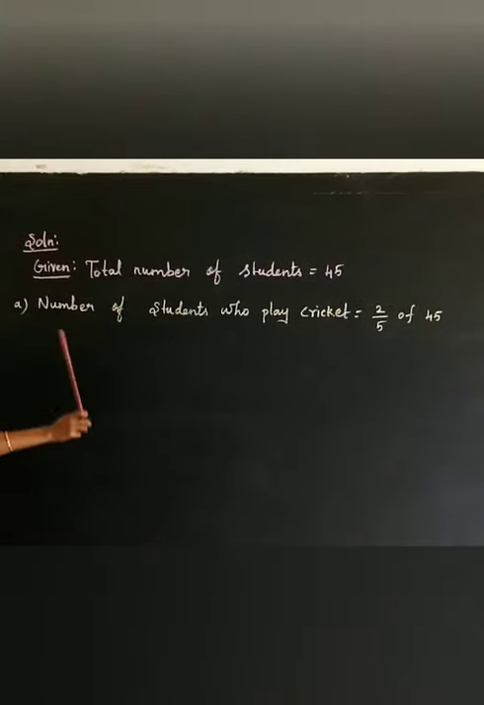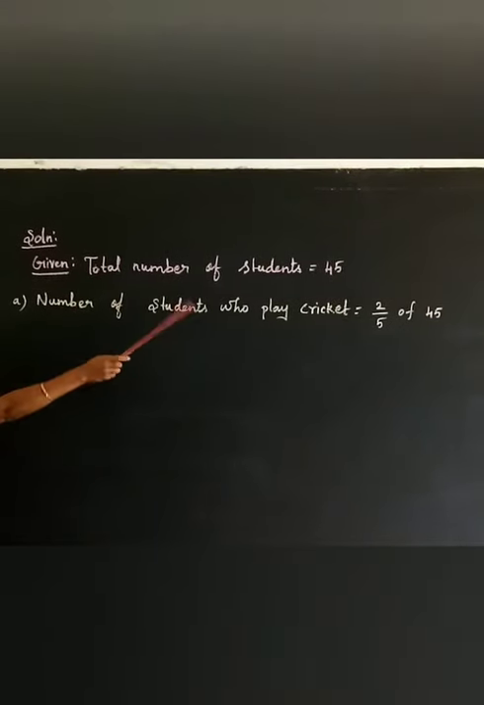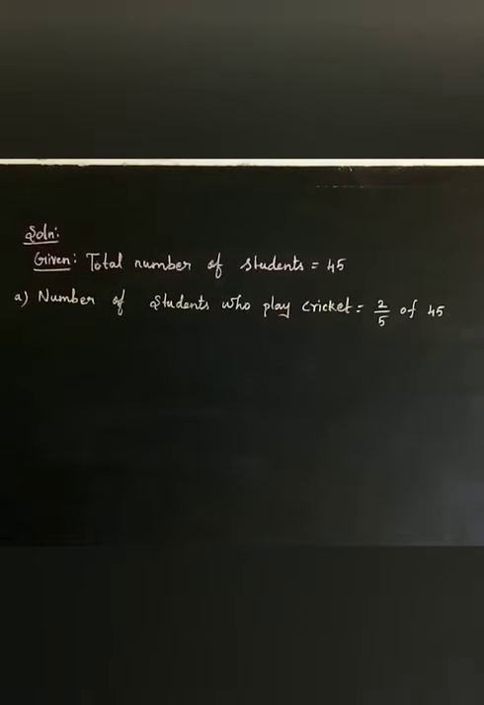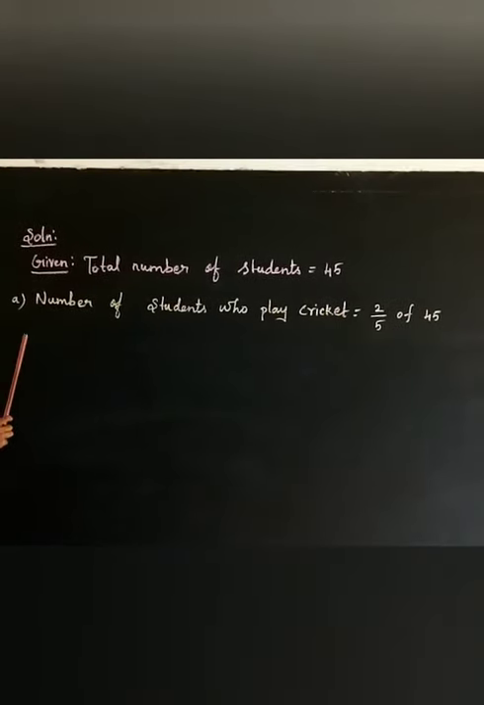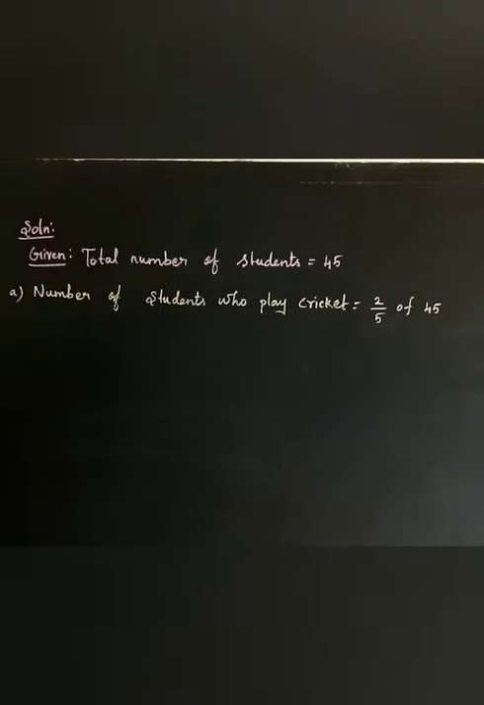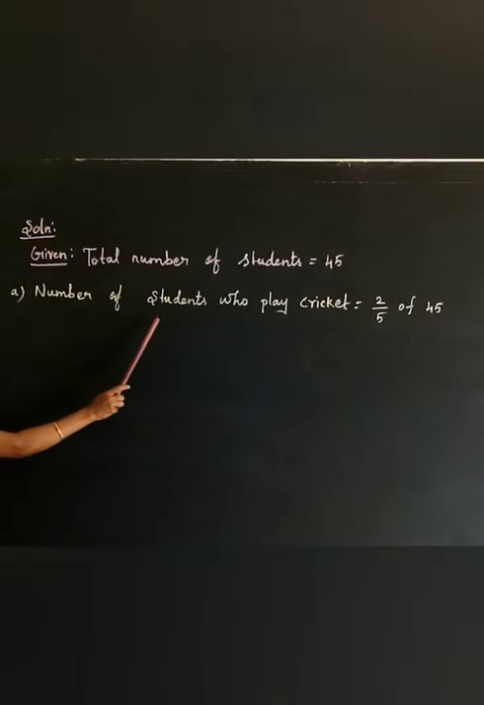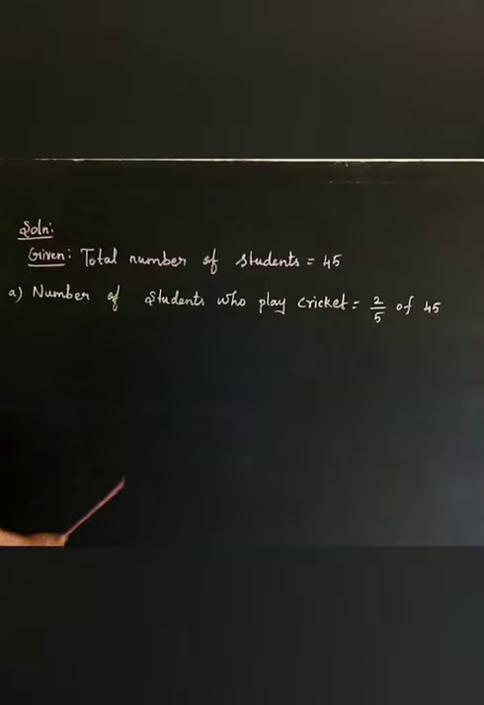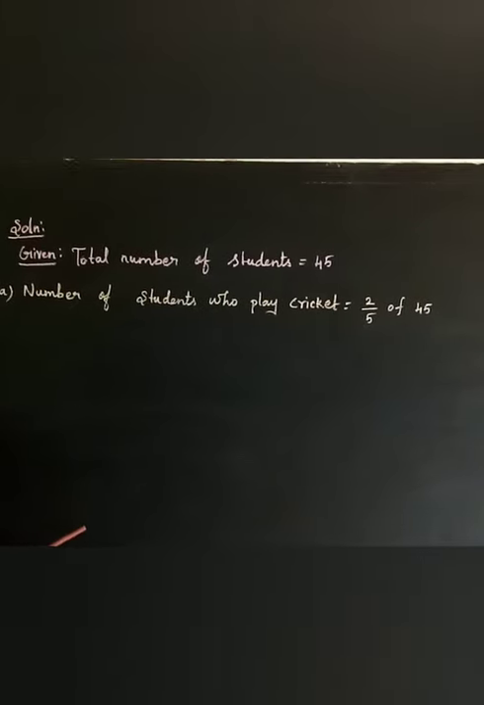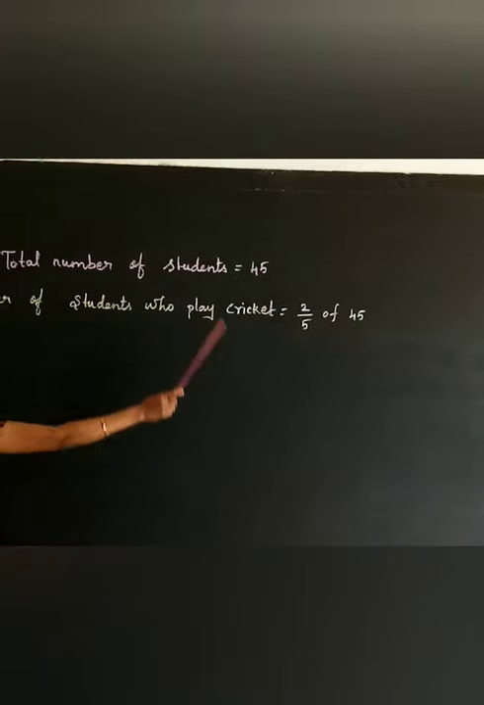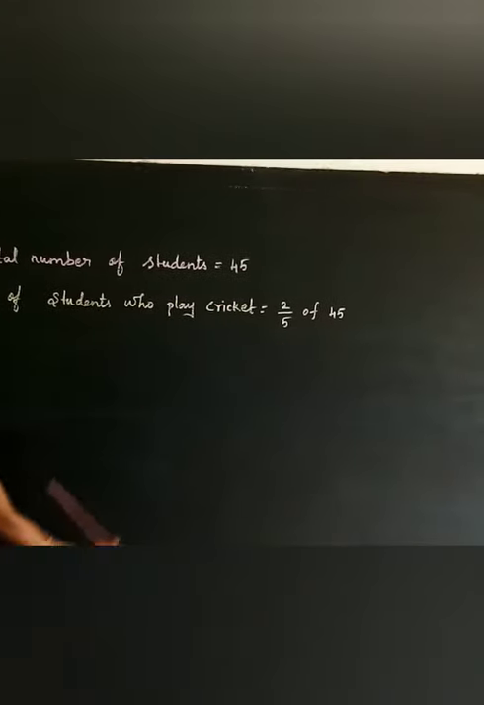Total number of students, how many are playing? 45 students. So what is your first question? How many students play cricket? How do you write it in the statement solution form? Number of students who play cricket. How many students play cricket? In the fraction form given in the question, 2 by 5, out of how many students? 45 students.